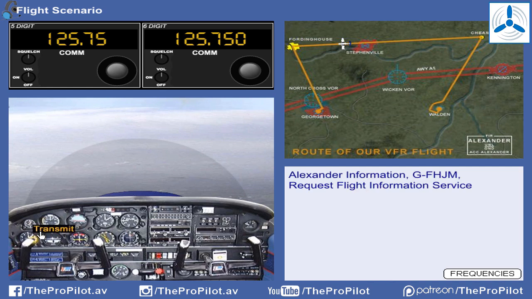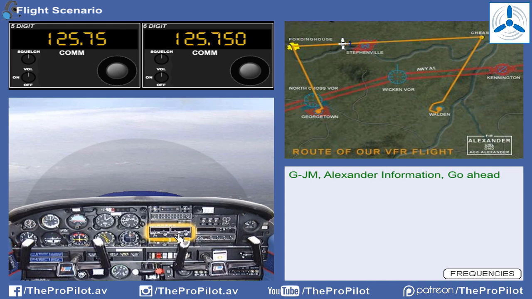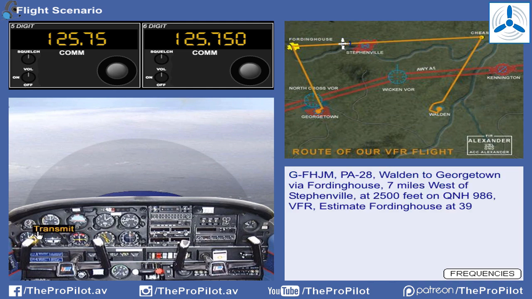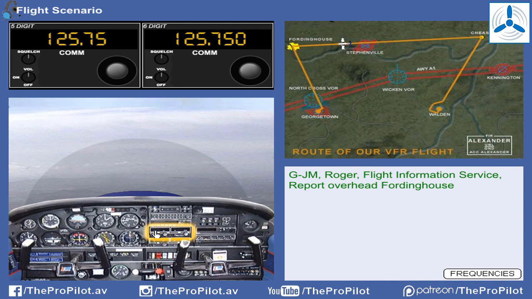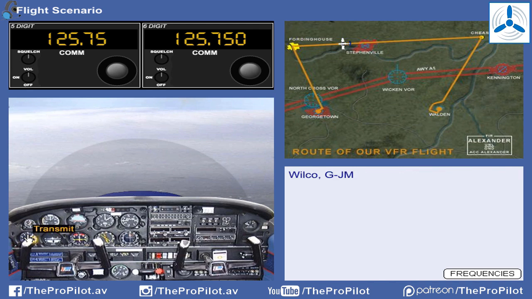Alexander Information, Golf Foxtrot Hotel Juliet Mike, request flight information service. Golf Juliet Mike, Alexander Information, go ahead. Golf Foxtrot Hotel Juliet Mike, PA28, Walden to Georgetown via Fording House, 7 miles west of Stephenville at 2,500 feet on QNH 986, VFR, estimate Fording House at 39. Golf Juliet Mike, roger. Flight information service, report overhead Fording House. Wilco, Golf Juliet Mike.